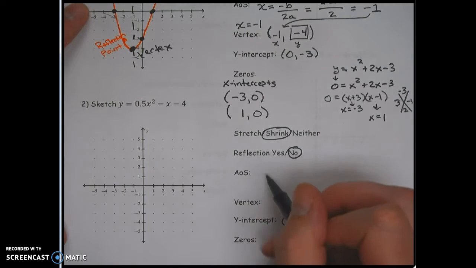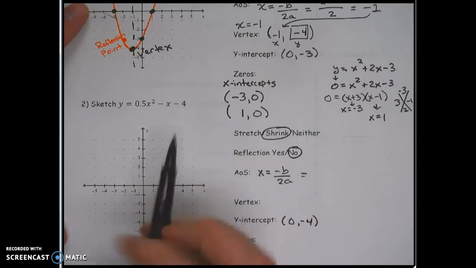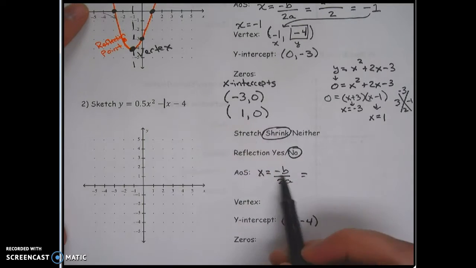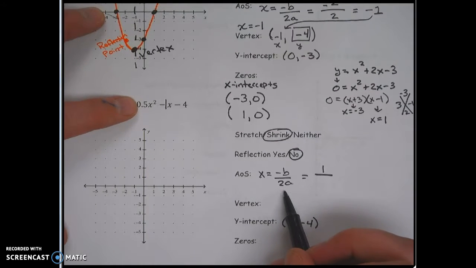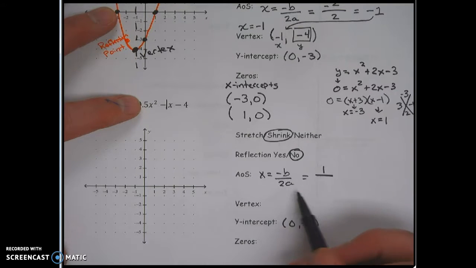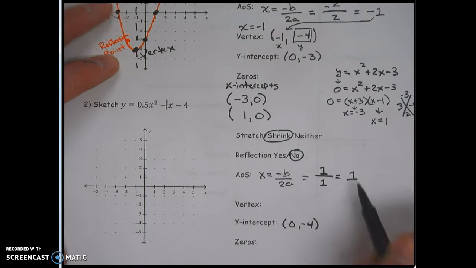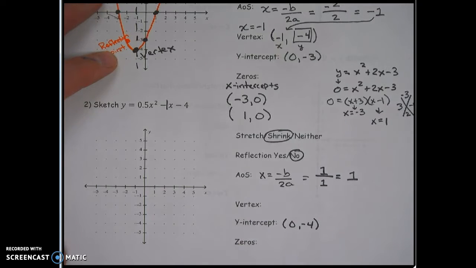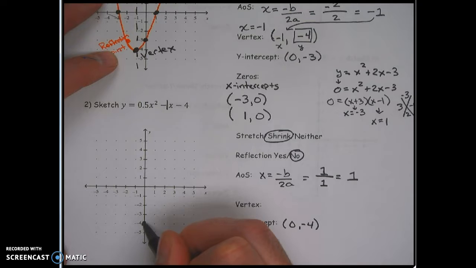Axis of symmetry is negative b over 2a. In this case, the b value is negative 1, so the opposite of negative 1 is 1, divided by 2 times a. Now a is a half, or 0.5. What's half of 2? Well, that's just 1, so 2 times a half is 1. So we have 1 divided by 1. That answer would be 1. So our axis of symmetry is at 1. Our y-intercept is at negative 4.